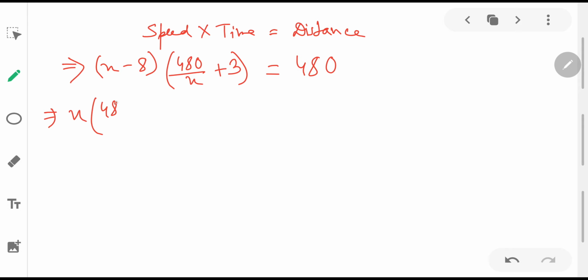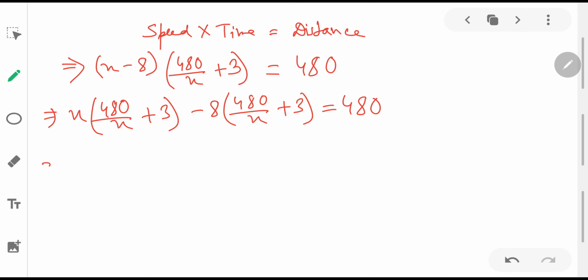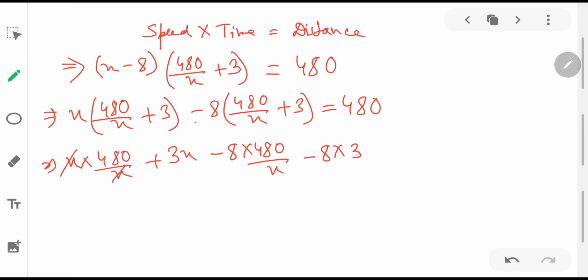Now, let us solve it. So, (x minus 8) into (480 by x plus 3) equals 480. Just apply the distributive law here. x into 480 by x plus x into 3 is 3x. So, x will get cancelled here, minus 8 into 480 by x plus minus 8 into 3 equals 480. You can find that here also we have 480, on the right hand side also we have 480. So, what can be done? Both of these can be cancelled out. So, we will be left with 3x.